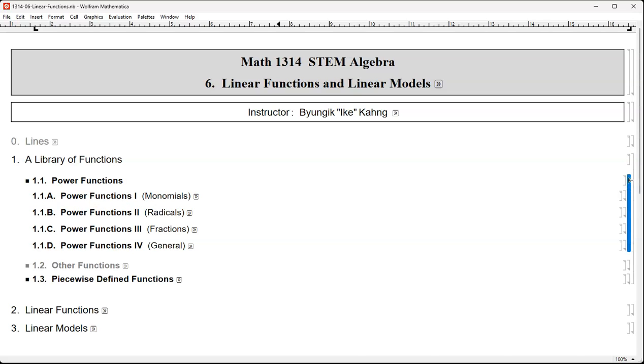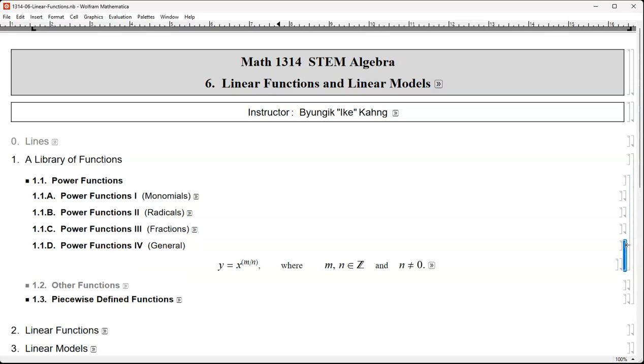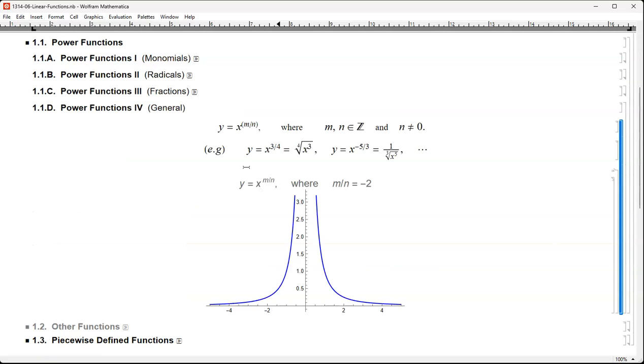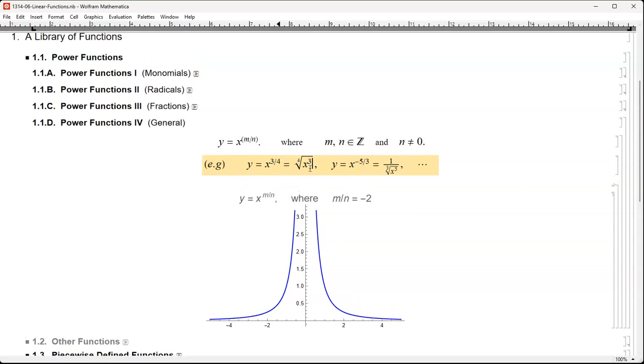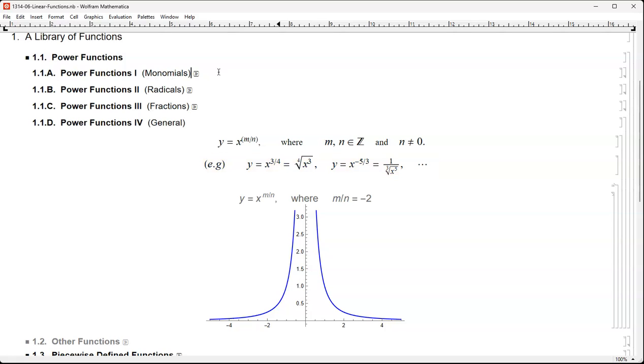Previously we went through power functions, or 4 cases, but the last case was no big deal because it's just a composition of all those previous cases. For example, what do you mean by x to the 3/4 power? You can rewrite it as the 4th radical of x to the 3rd power. X to the 3rd power we studied already in case A, and 4th root we studied in case B.